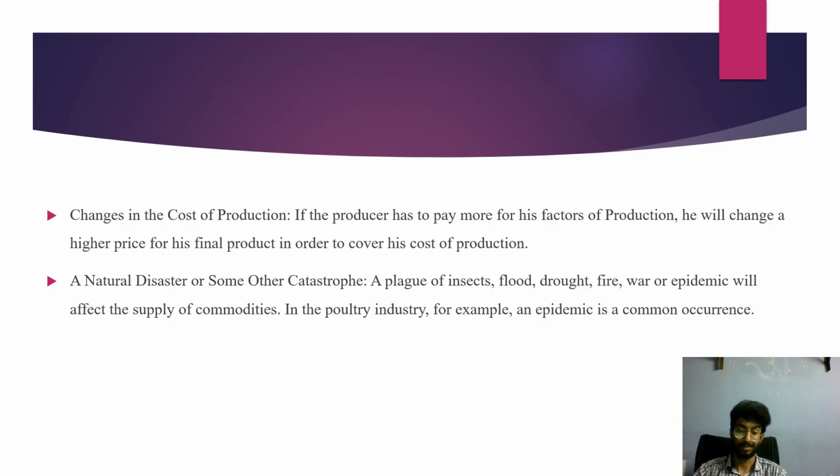Changes in the cost of production. If the producer has to pay more for its factors of production, he will charge a higher price for the final product in order to cover its cost of production. Natural disasters or some other catastrophes. The plague of insects, flood, drought, fire, war, or epidemic will affect the supply of commodities. In the poultry industry, for example, it is a common occurrence.